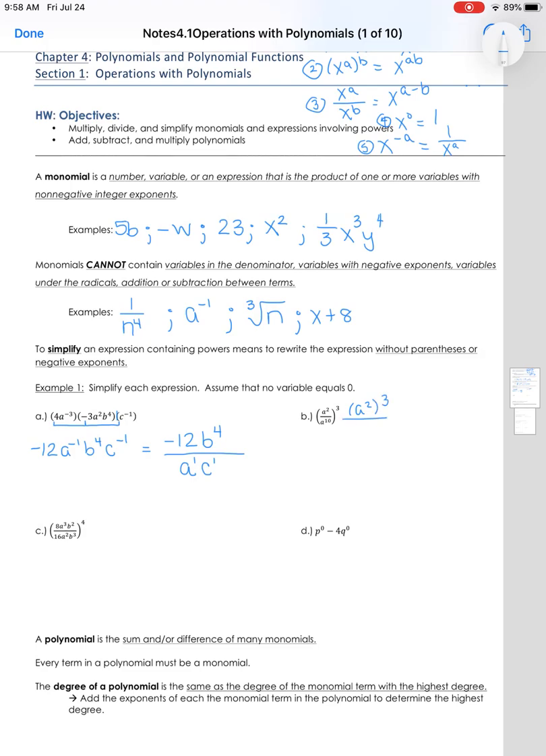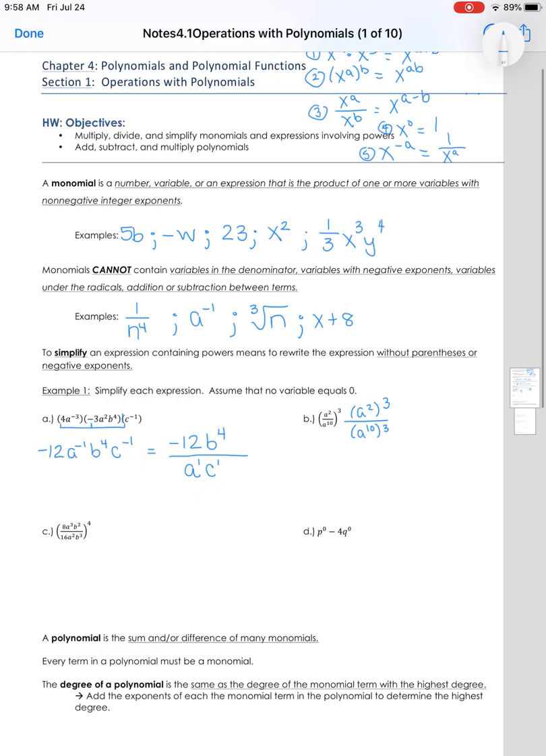And then the only thing you have to be careful of is you can't have negative exponents. So I know I'm going to have a fraction. The -12 is in the numerator, and the B to the +4 is in the numerator. The A to the first has to move to the denominator, and C to the first has to move to the denominator as well to make it positive.